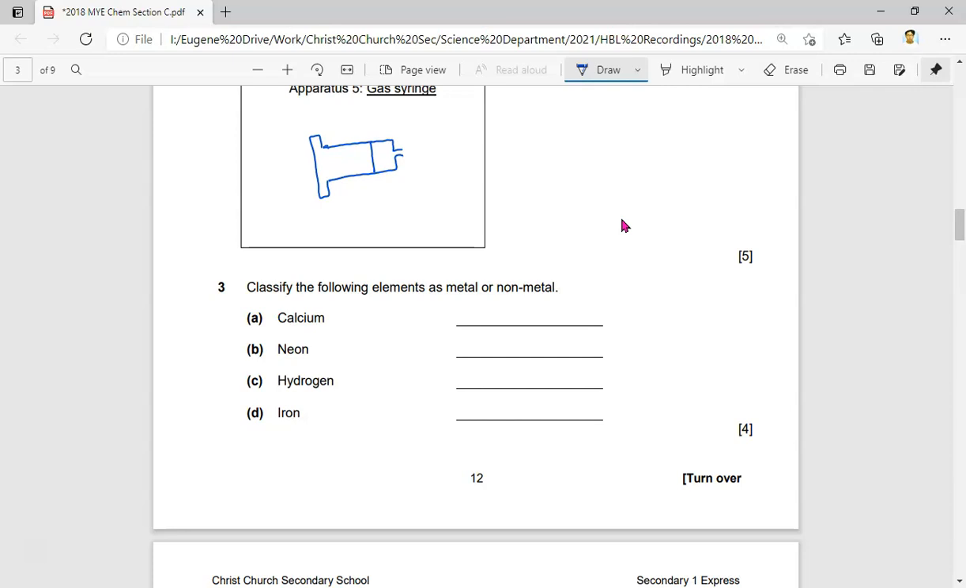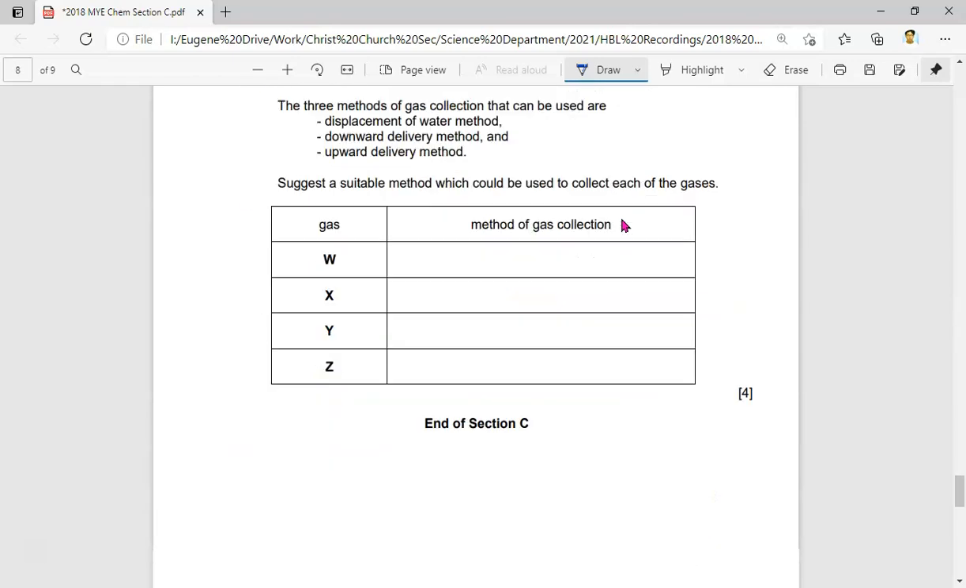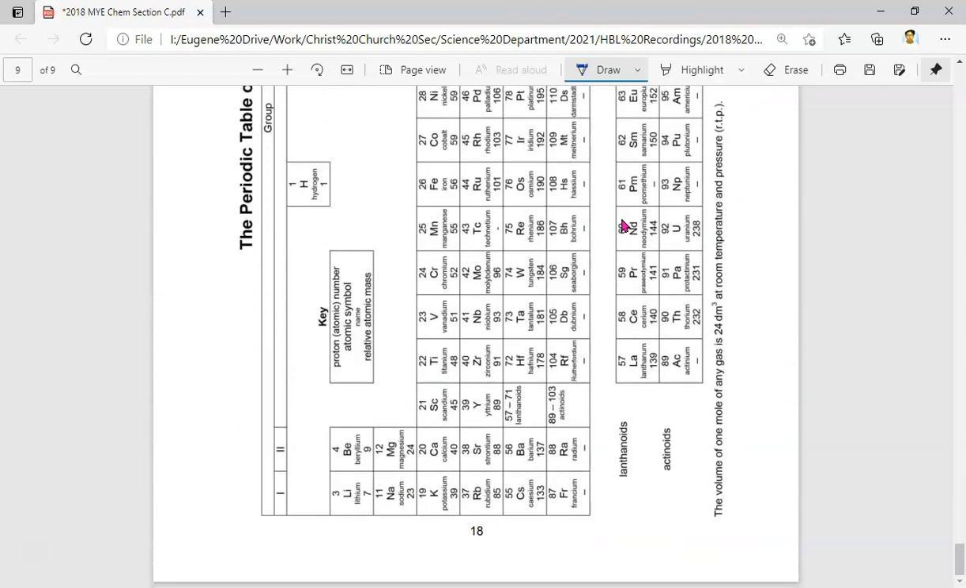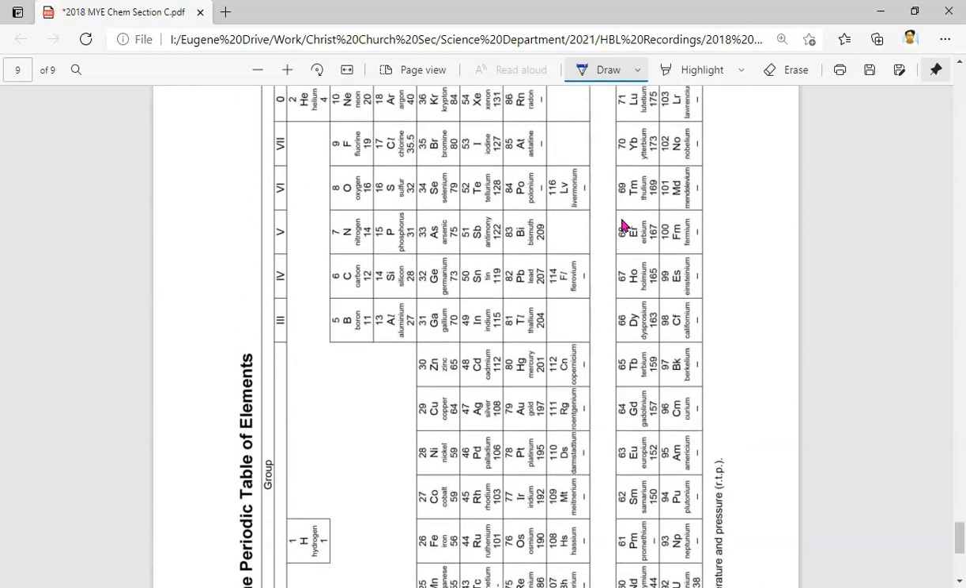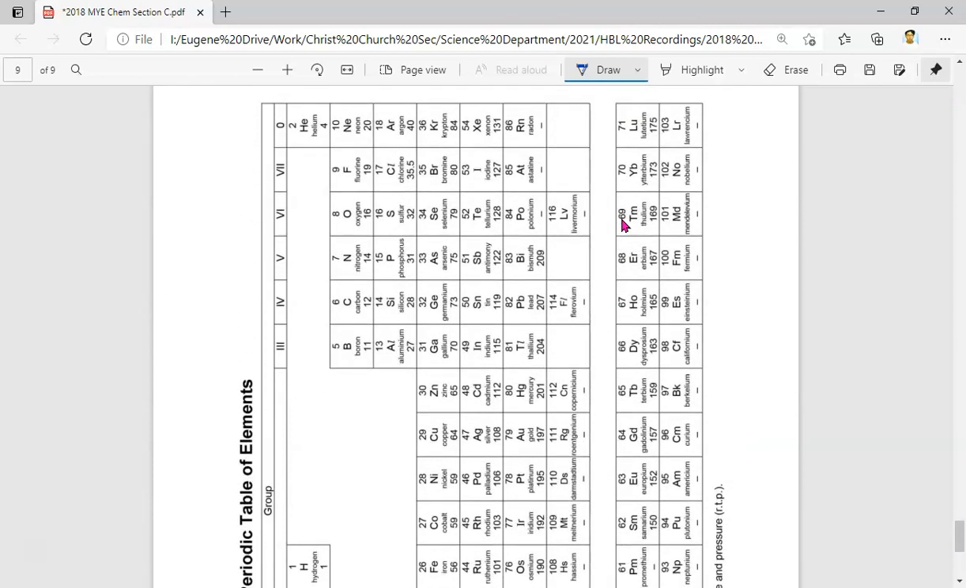Question 3 here, next one, classify the following elements as metal or non-metal. This one, you will need to use your periodic table. So you scroll all the way down, you realize the periodic table is here. Okay, so how do I know what is metal or non-metal? You need to draw this zigzag line over here. Okay, look at how I'm drawing the zigzag line. So anything on the left-hand side of this is considered metal. Anything on the right-hand side of this staircase line is considered non-metal.